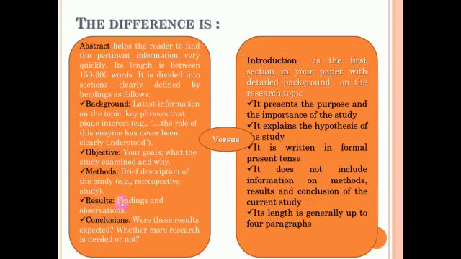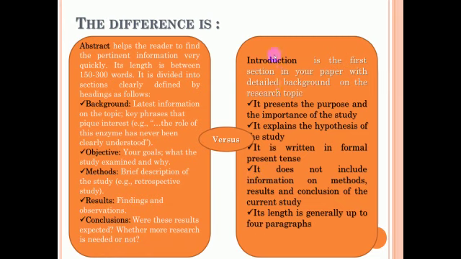Then we have the results. Of course, after you apply your methodology on the data that you have chosen or the problem, to make a remedy for it, then you've got results, right? Findings and observations. You have to write down a summary about your findings and observations. Finally, you have to put the conclusion, whether these results were expected, whether more research is needed or not. So, what you have already learned from the whole of your work.